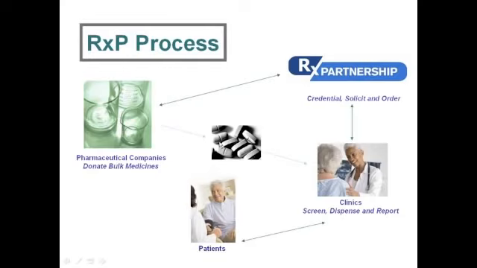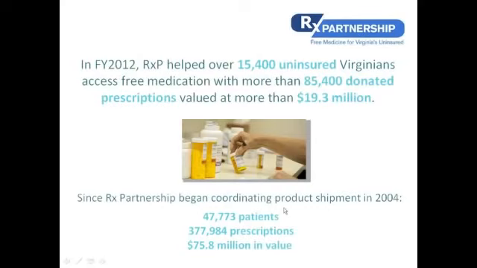So looking at the impacts of this in Virginia, each clinic maintains data on the number of patients and the number of prescriptions and the dollar value that's impacted their clinic and their local region. Cumulatively, we're looking at the last fiscal year, July 1st of 2011 through June 30th of 2012, over 15,000 uninsured Virginians, over 85,000 prescriptions with a dollar value of about $20 million. And this is all free medication that we were able to coordinate being sent and distributed through that network of clinics with pharmacies.